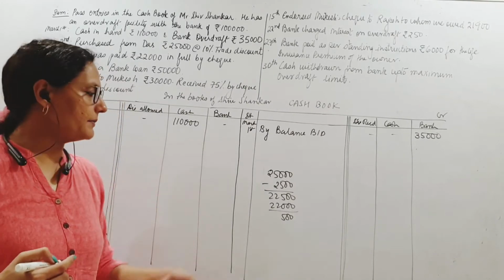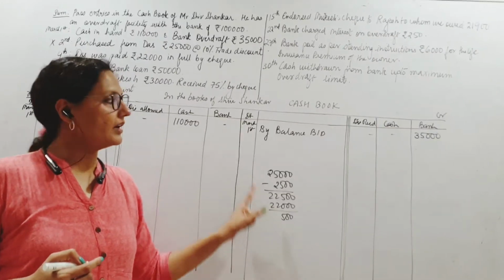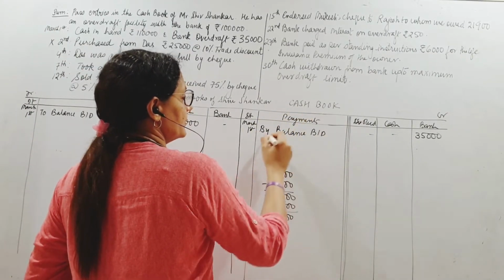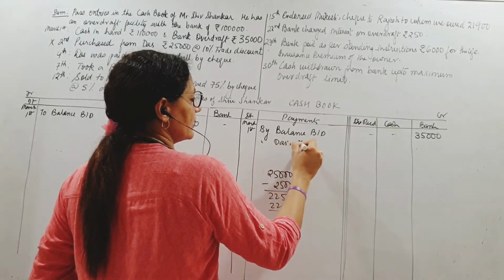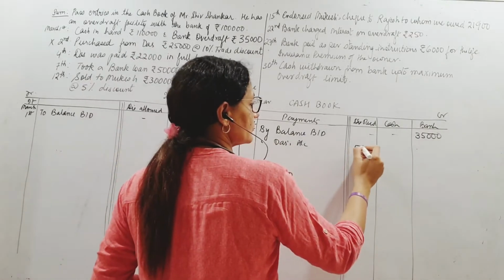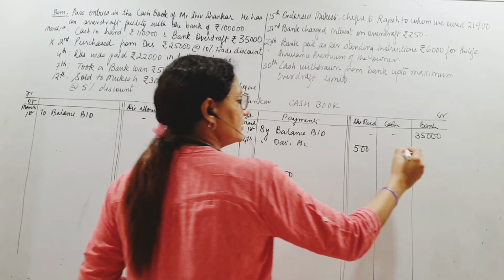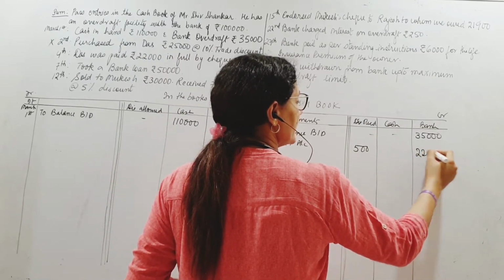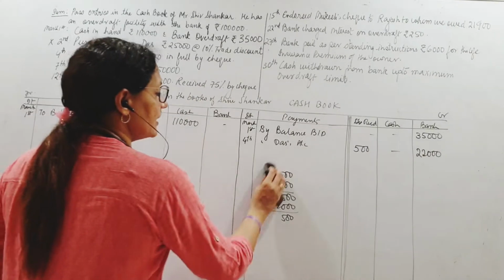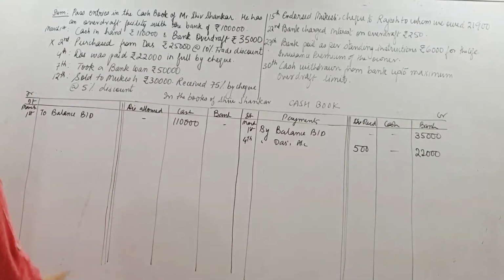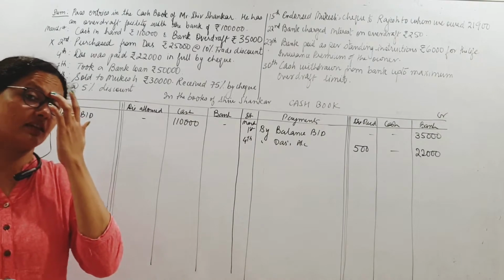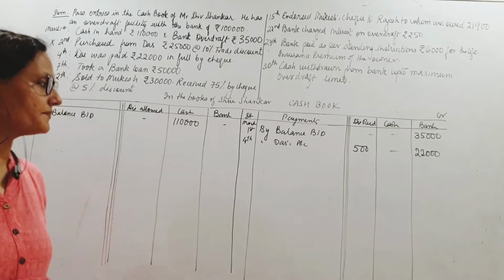So I am paying 22,000 by check, so I should credit the bank account. It's a payment side here. By Das account, this is on 4th. I am receiving a discount, so discount received will have 500, and the check value is 22,000. Is it fine? Therefore, Das's account is debited 22,500, and therefore no balance is left in Mr. Das's account.